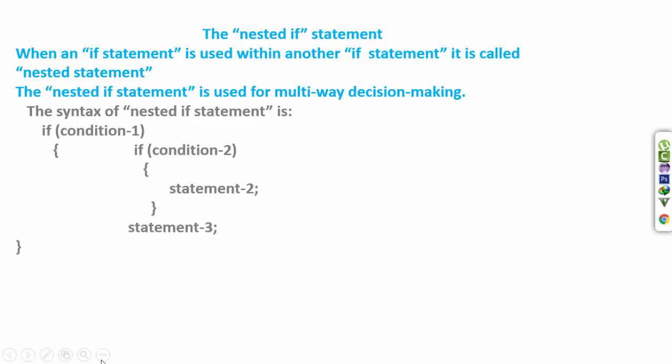Let's say if condition 2 is false, then statement 2 is skipped and the control shifts to statement 3 and it will be executed. The if statement for testing condition 2 is inside another if statement. This if statement is called the nested if statement.